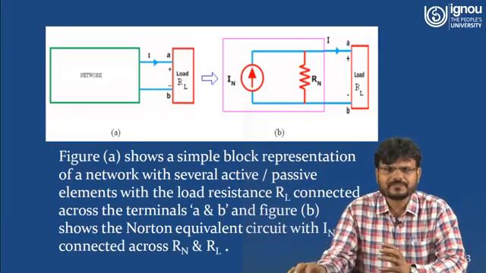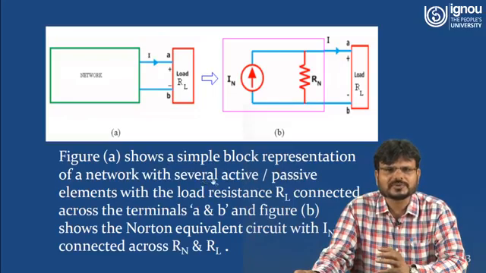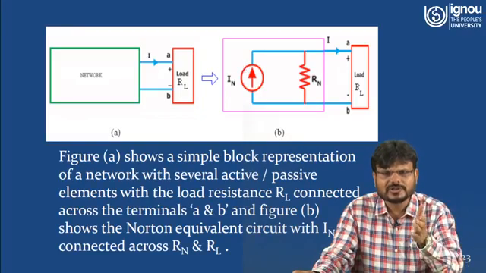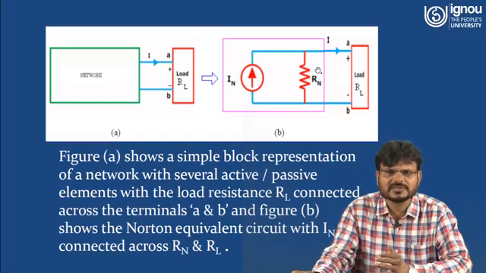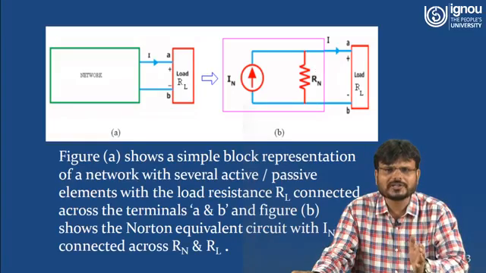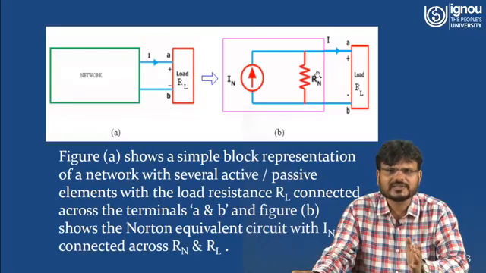Now here you can see this figure A shows a simple block representation of a network with several active and passive elements, with the load resistance RL connected across the terminals A and B. And this is the equivalent circuit. Here you can see this is the Norton current. Norton current is nothing but the short circuit current flowing through the two terminals. And Norton resistance is the equivalent resistance looking from the two terminals into the network while all independent energy sources are replaced by their internal resistance.